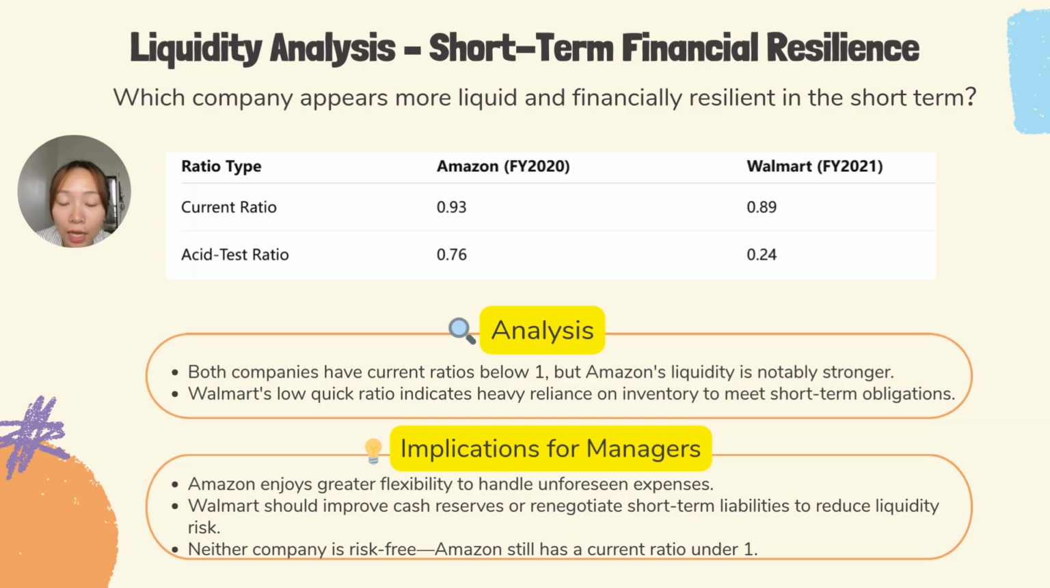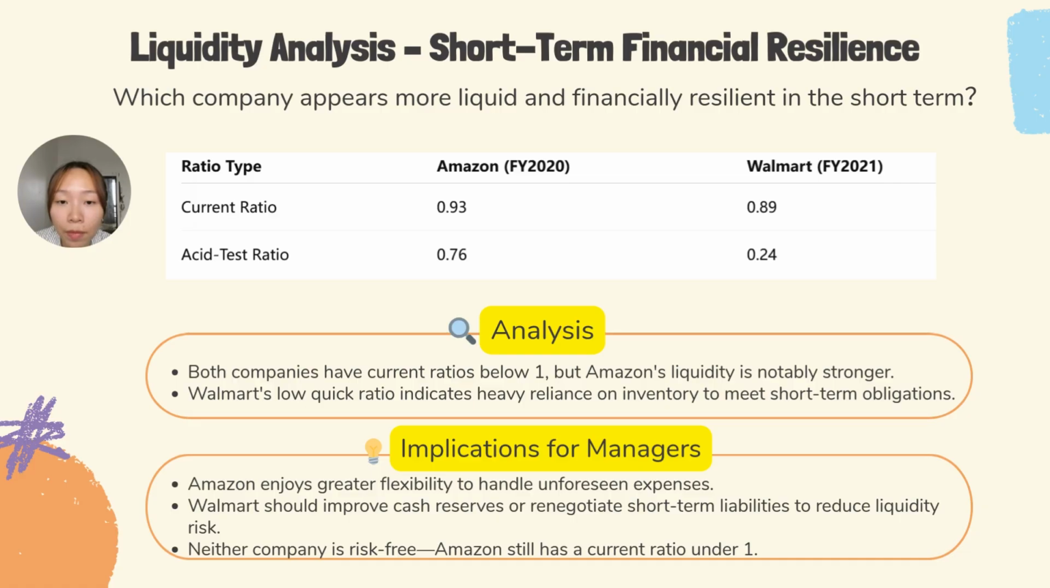So this suggests that Amazon is in a better position to meet its short-term obligations, particularly when it comes to liquid assets like cash, receivables, and short-term investments. Walmart, on the other hand, relies heavily on inventory to cover its liabilities, which may become risky if sales slow down or supply chain issues arise.